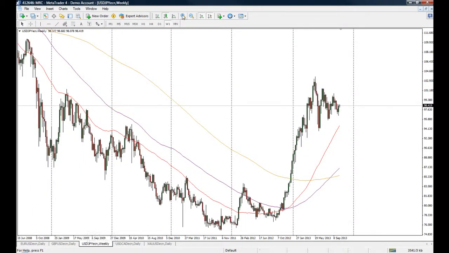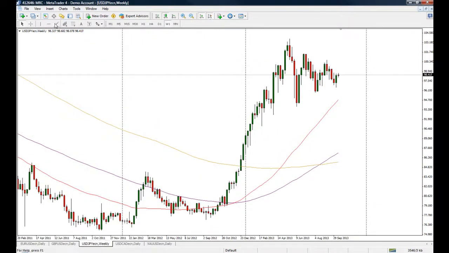Dollar yen on the weekly, it's still chopping around in between this sort of triangular formation here.